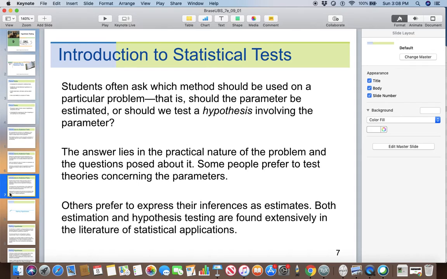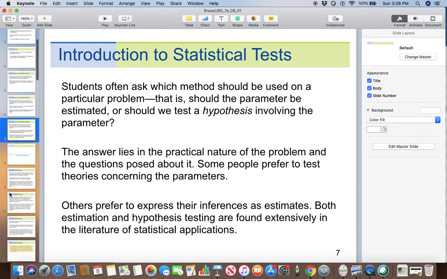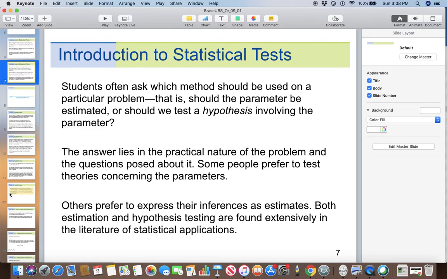Students often ask which method should be used on a particular problem. That is, should the parameter be estimated or should we test a hypothesis involving a parameter? The answer lies in the practical nature of the problem and the questions posed about it. Some people prefer to test theories concerning the parameters. Others prefer to express their inferences as estimates. Both estimation and hypothesis testing are found extensively in the literature of statistical applications.